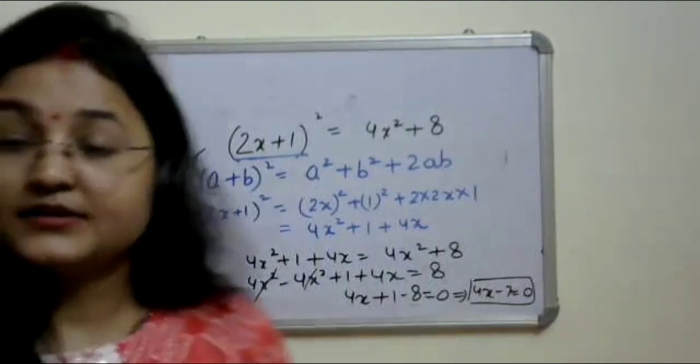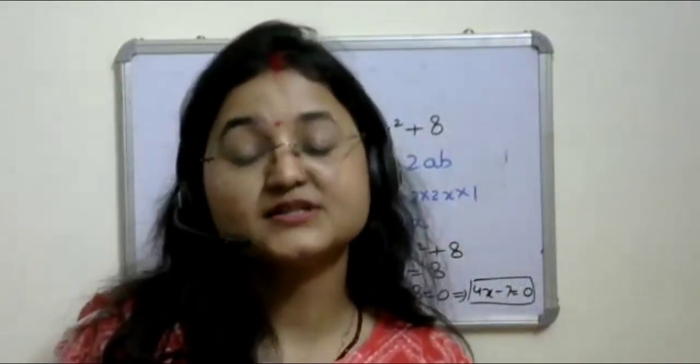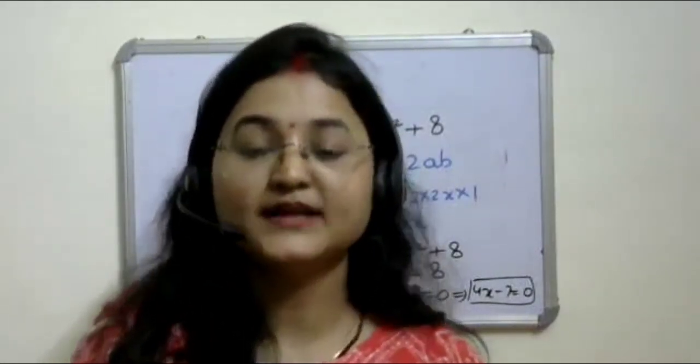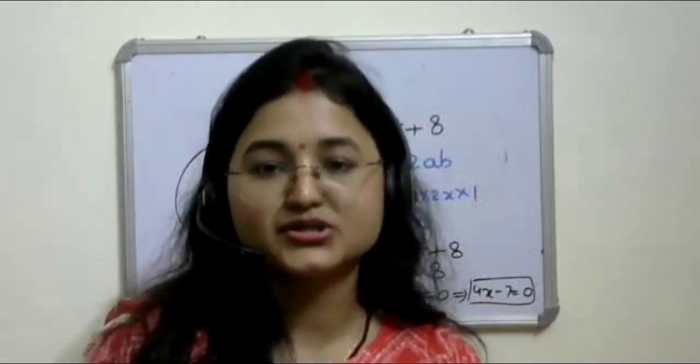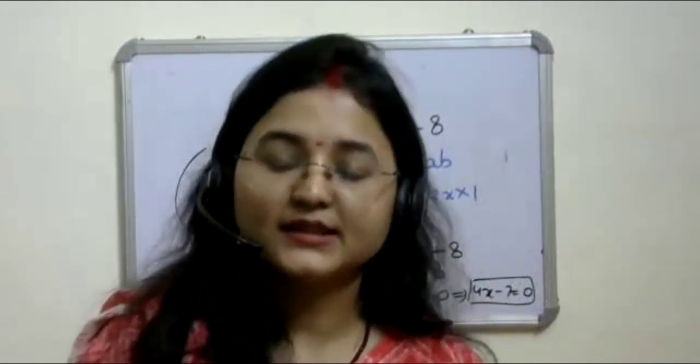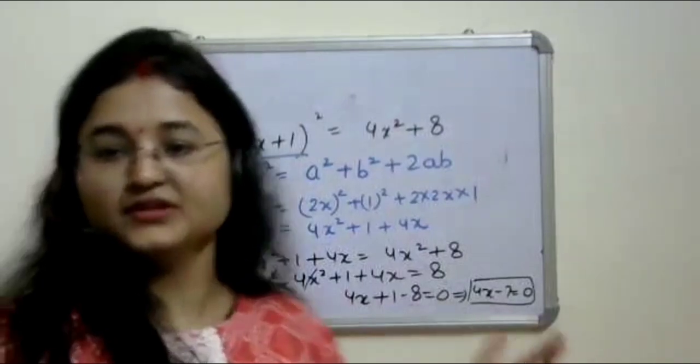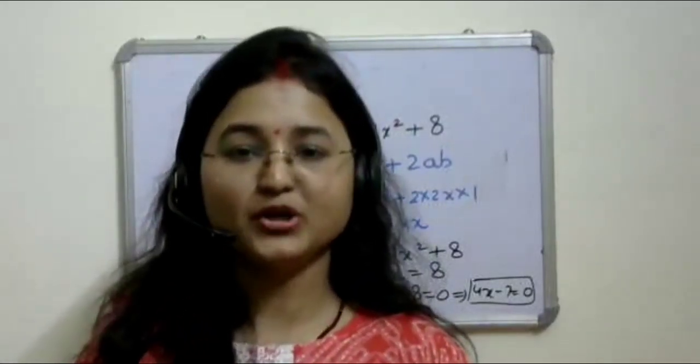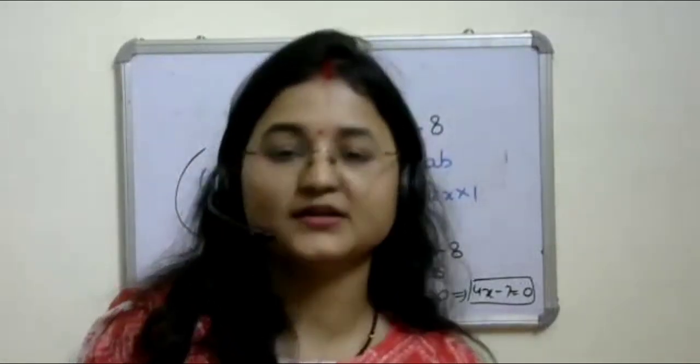Now, this is the thing, how to identify whether the given equation is quadratic or not. You have to simplify the given equation by any method, and then you'll notice if you get a polynomial of degree 2, then the given equation is quadratic, otherwise not.